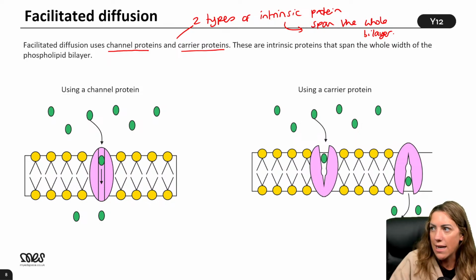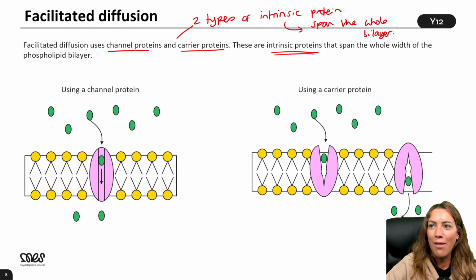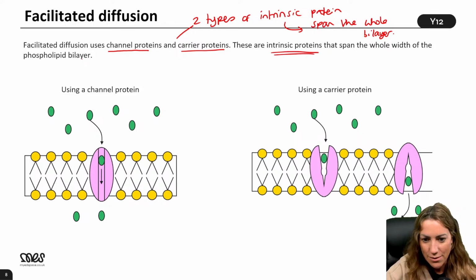So it uses two types. These are intrinsic proteins. Oh, I've already written it, guys. They span the whole width of the phospholipid bilayer.